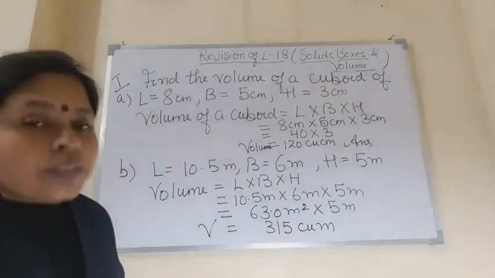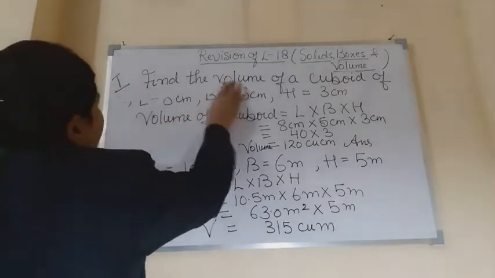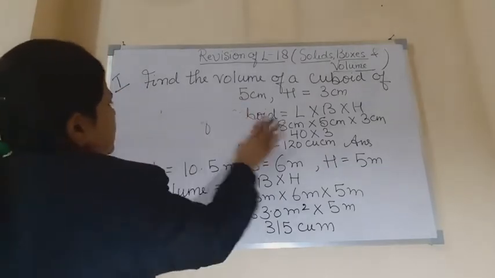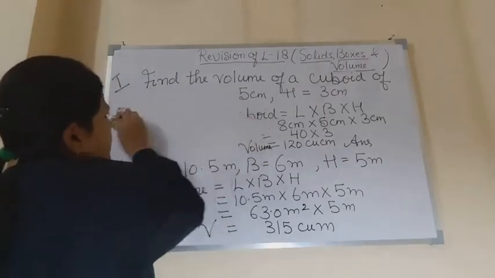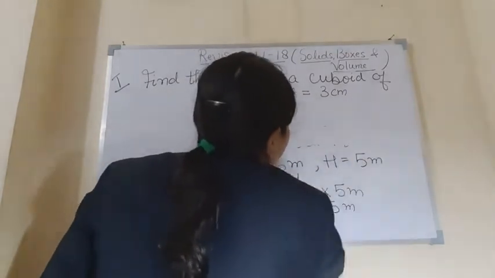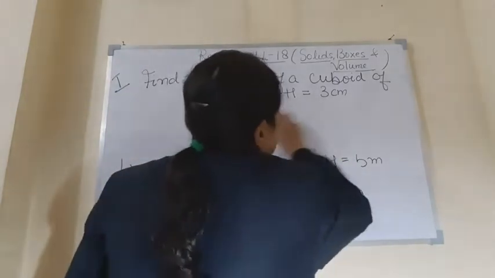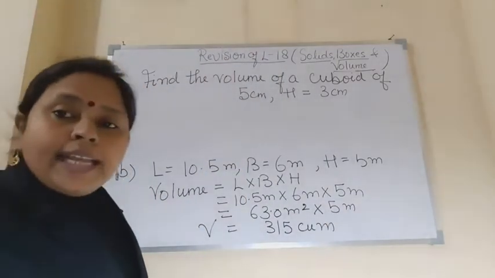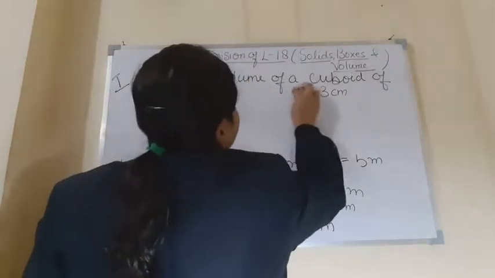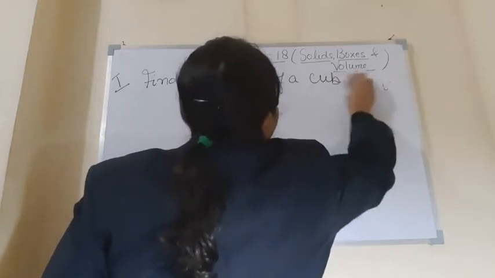So now children, let's do another question, and in this question children, we will find out the volume of a cube. So when we find the volume of a cube, we know that cube is a cuboid in which all the edges are equal. So here instead of length, breadth and height, we have edge. So let us see.